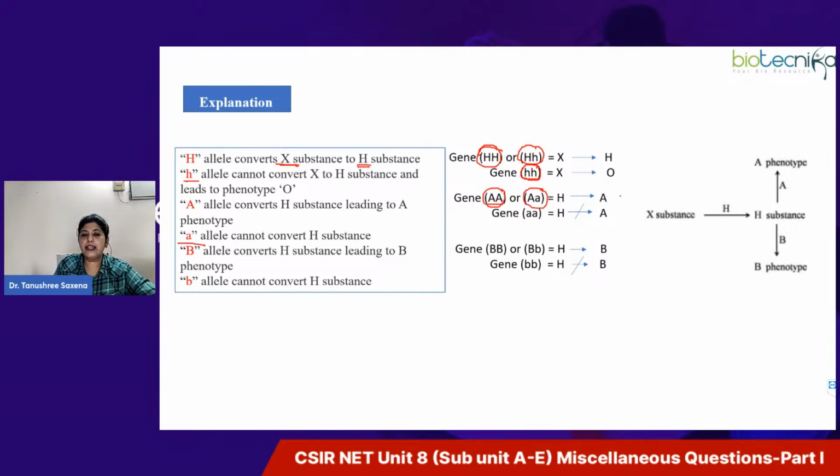And the recessive allele cannot convert, so definitely it will be in homozygous recessive condition. Then for gene B, as it converts H to B phenotype, it will be in homozygous or heterozygous condition. And a recessive allele cannot convert H substance to B, so therefore it will be in homozygous recessive condition.